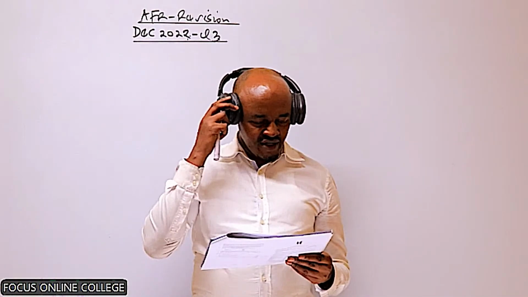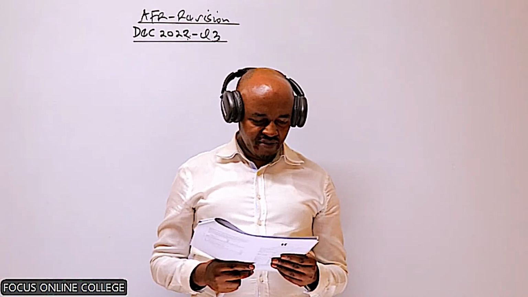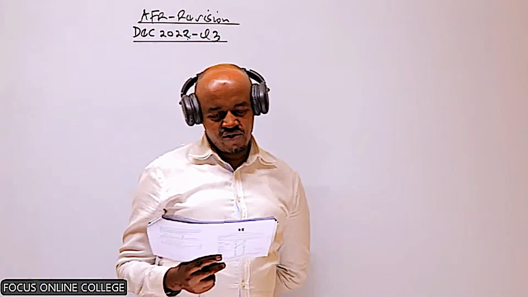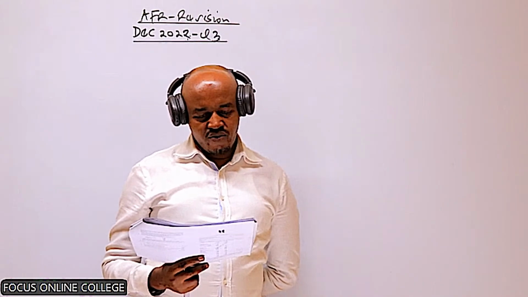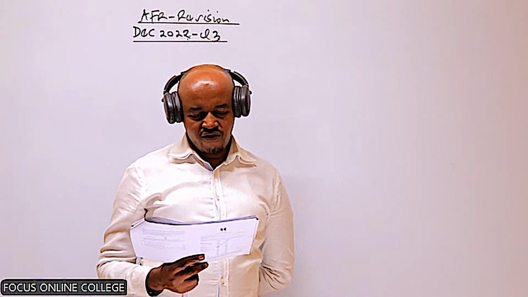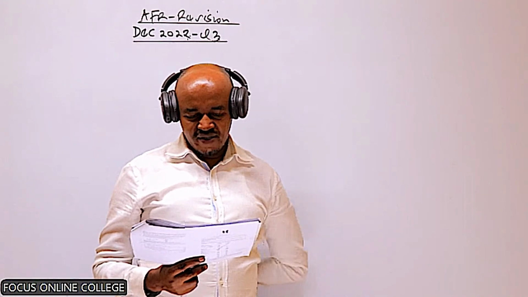So then what are we required to do? In part A, we are required to prepare the consolidated statement of profit or loss and other comprehensive income for H group for the year ended 31st of October 2022. And in part B, we are required to prepare the consolidated statement of financial position for H group as at 31st of October 2022.